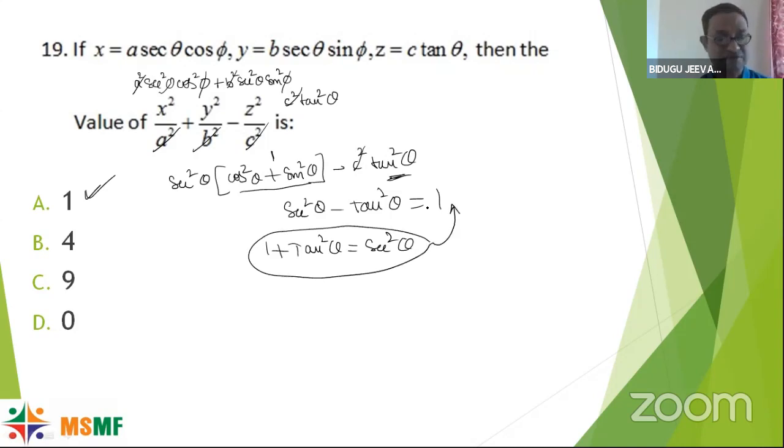Kabir, the first choice is right. It is simple play with trigonometry. Is that right? Excellent. We don't get 0 because here we find the identity. The first choice, 1, is correct.